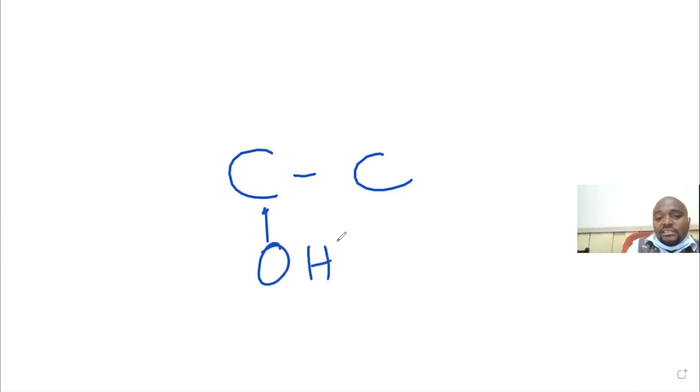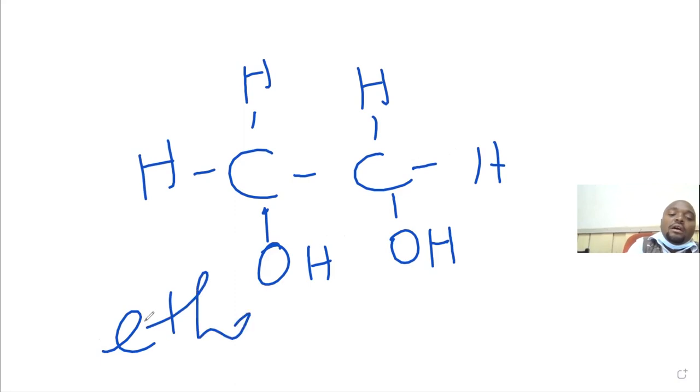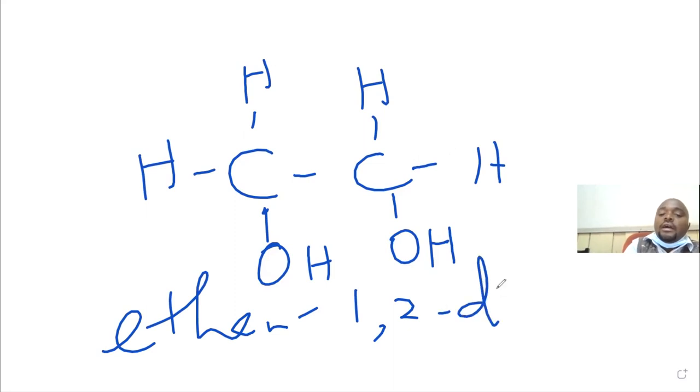So what you get there is an alcohol, which you commonly refer to as glycol. This bond here, the covalent bonds attached to carbon, to oxygen, still OH. This is what we commonly refer to as glycol. The IUPAC name for this is ethane 1,2-diol.